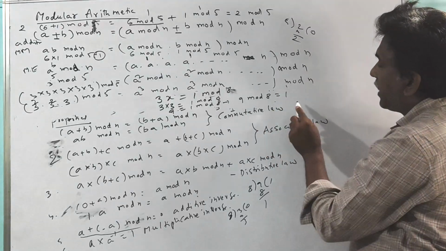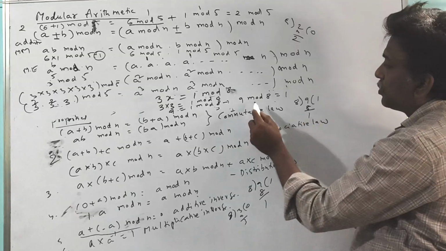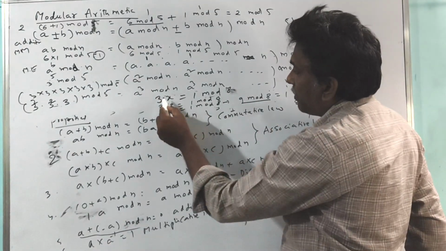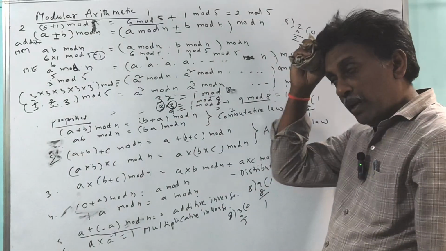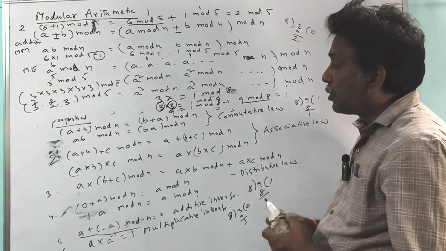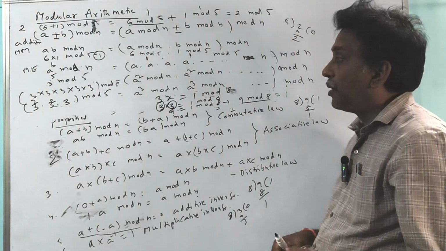Let us see whether it is right or not. 9 divided by 8, 8 ones are 8, remainder is 1. So 9 mod 8 equals 1. So the multiplicative inverse of 3 is nothing but 3. Also, you can use another method. In later videos we will see what the multiplicative inverse is elaborately.